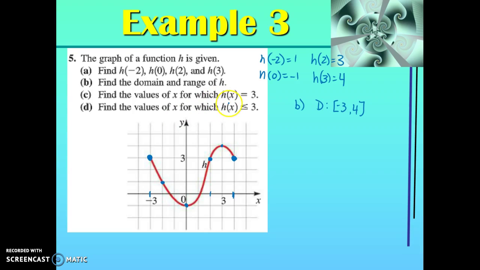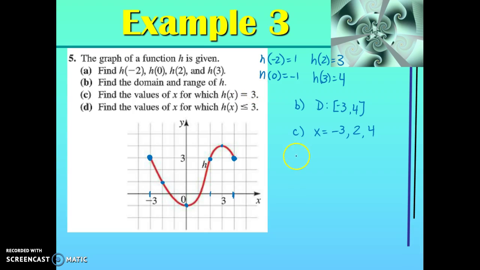Find the value for which h of x equals 3. So I'm looking for x values that make the height of this function equal 3. That happens at -3, that happens at 2, and then that happens again at 4. Any one of those x values will produce 3.